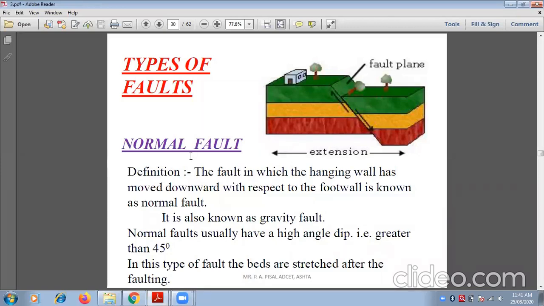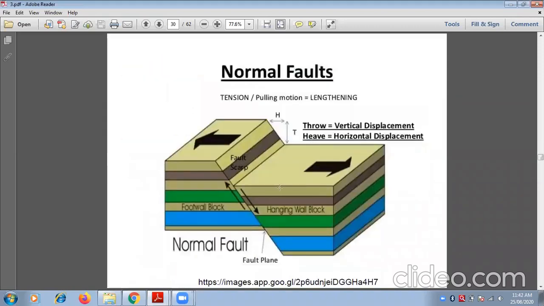Okay, normal fault means the fault in which the hanging wall has moved downward with respect to the footwall. If the hanging wall moves downward and the footwall moves upward. Okay, now here I will show you. Here in this diagram, the hanging wall is moving towards the downward side and the footwall is moving towards the upward side.